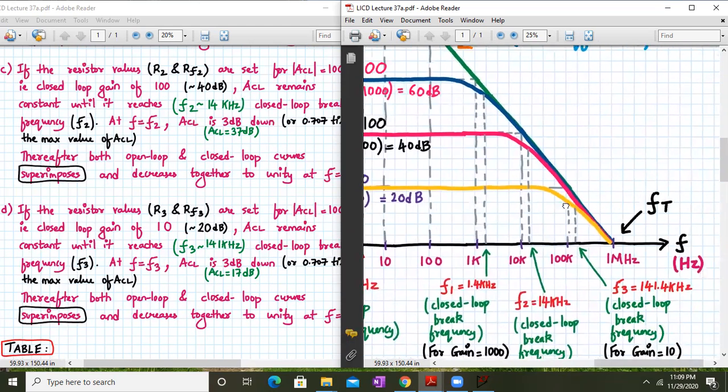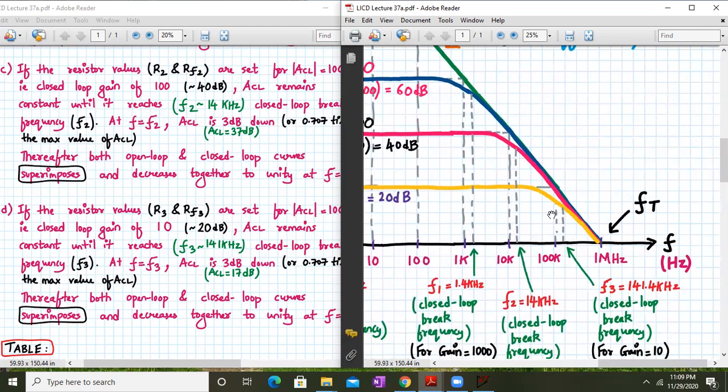Correct. Thereafter, after f is greater than f3, this yellow color curve will merge together with the green one. That means the closed loop and the open loop curves will merge together after your cutoff frequency.